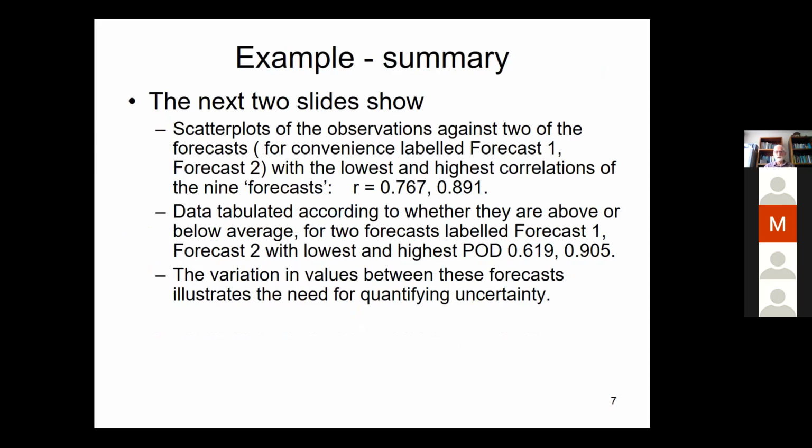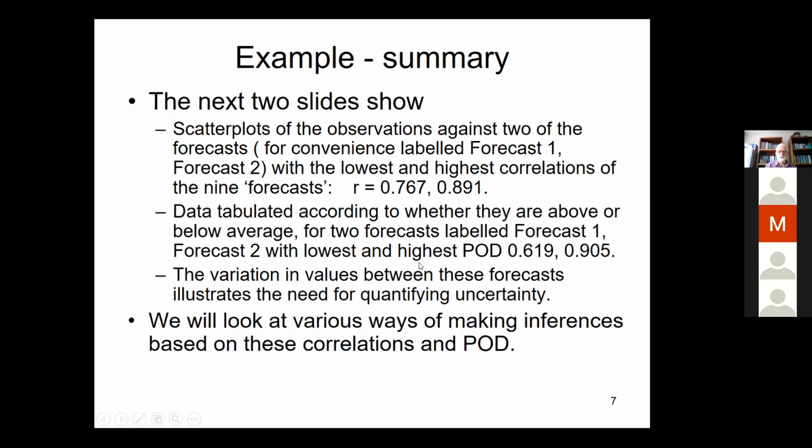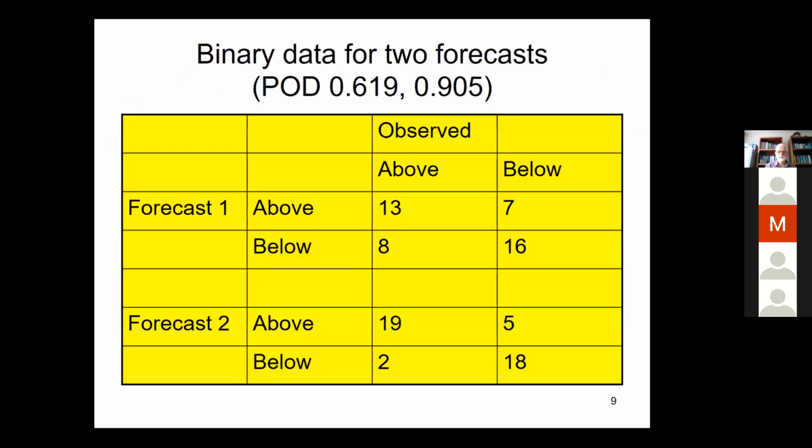So we've seen a scatter plot of the two sets of data and what the correlations were. We can also tabulate them. Here's our 2x2 contingency table. The observed, this is the observations now.